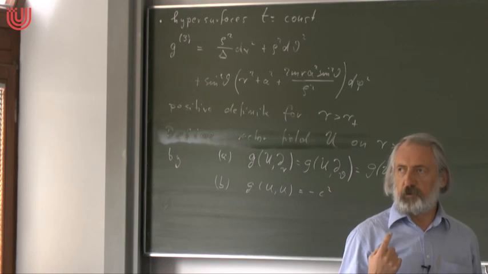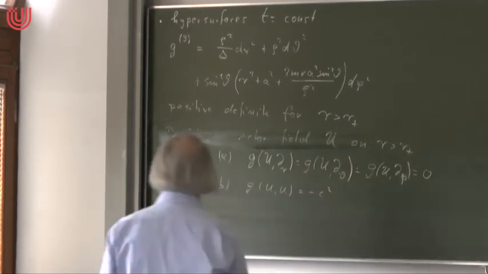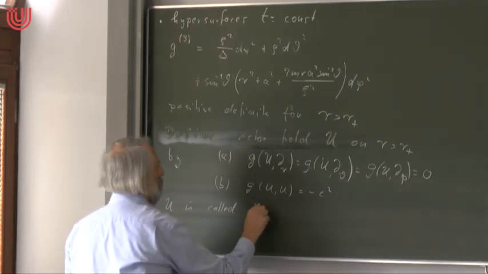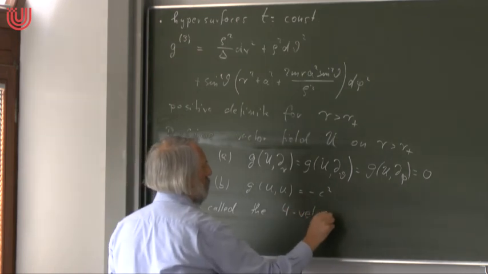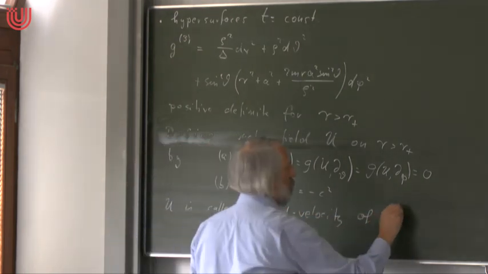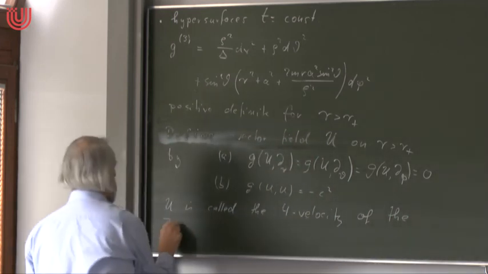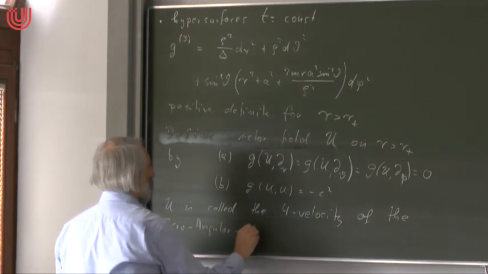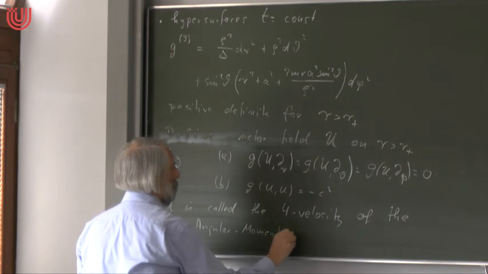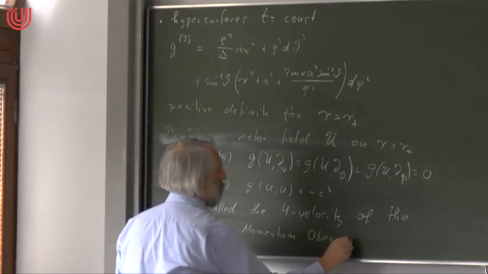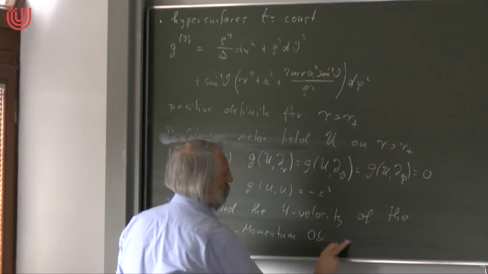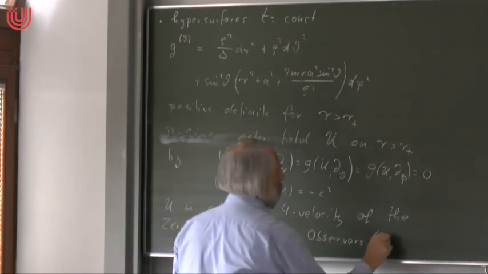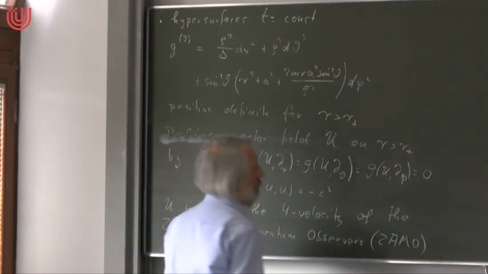That's a property which the vector field d by dt does not have. And U is called the four-velocity of the zero angular momentum observers. They are often abbreviated ZAMO.